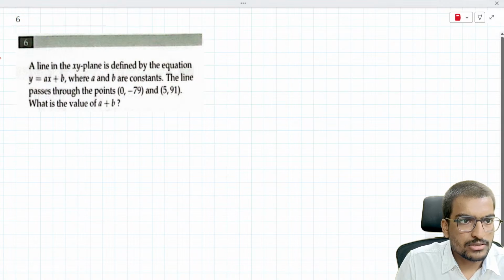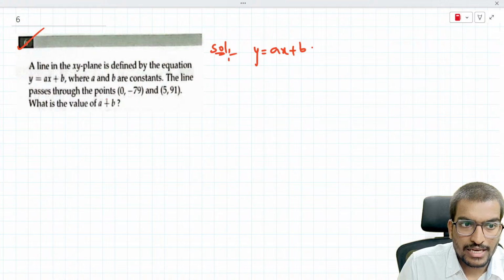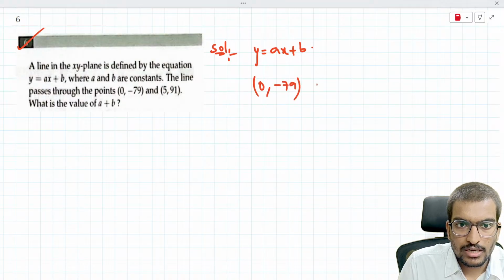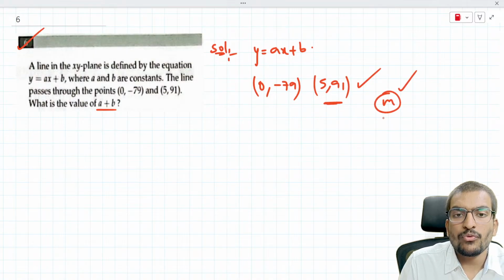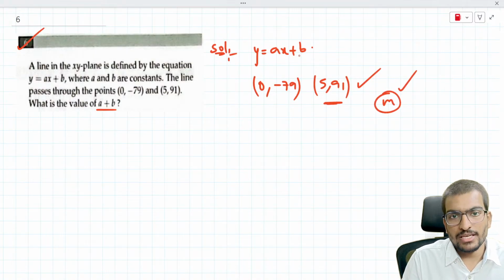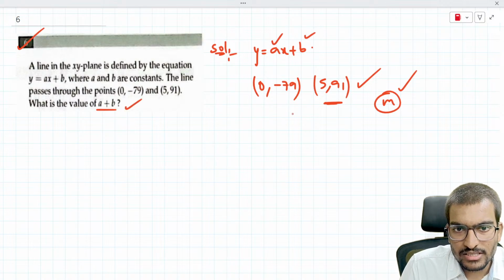Now coming to question number 6. A line in the xy plane is defined by the equation y equals ax plus b. This is the equation of a line. The line passes through these 2 points, (0, negative 79) and (5, 91). What is a plus b? If we have 2 points, we can get the slope, and we can use any point to form the equation. Then we can take a and b and add them. That's simple.